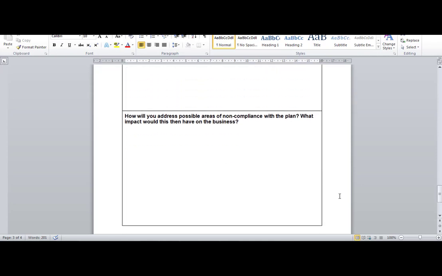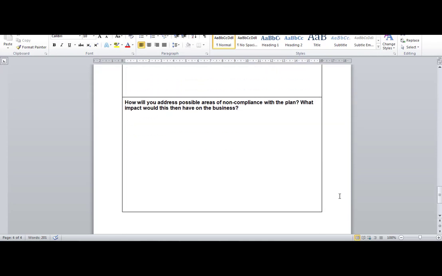How will you address possible areas of non-compliance within the plan, and what impact will that have on the business? So what are some of the areas that you think might be easy to fall behind with in terms of the compliance side, or how can you change that? So you might be working in a room that's got carpet in it, but if you want to expand your skills and do dry needling, well, carpet's not really a suitable flooring. So what might you do to be able to change that as well?